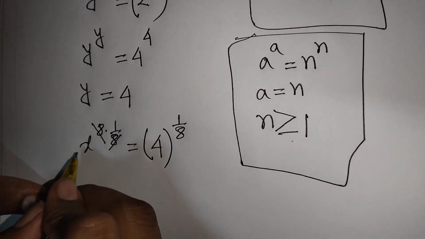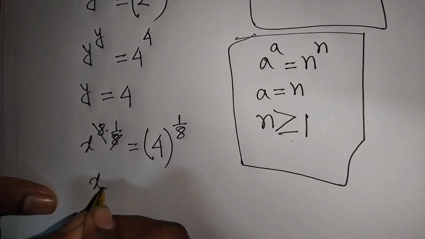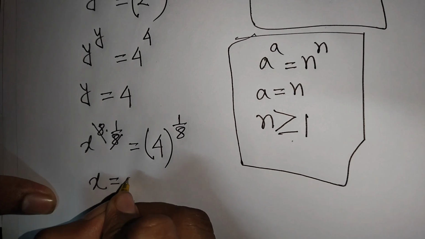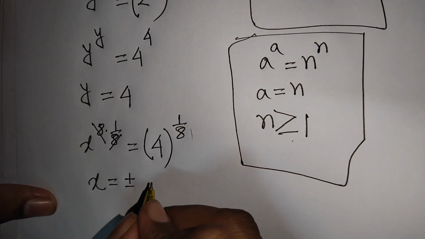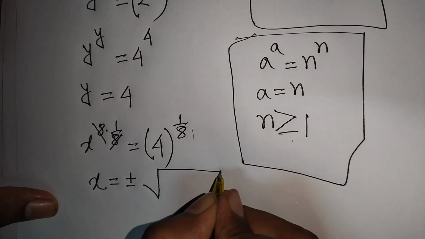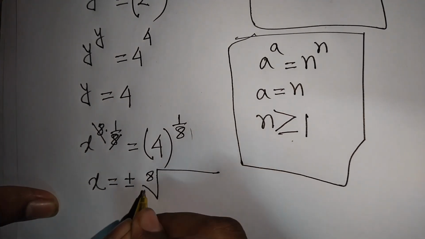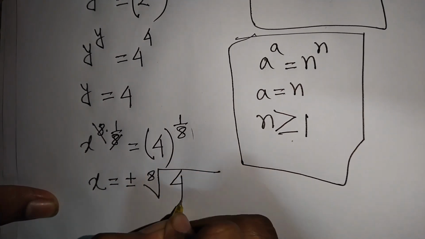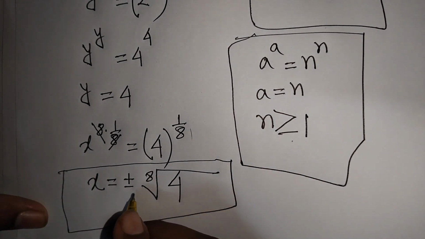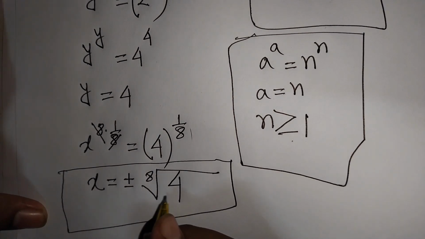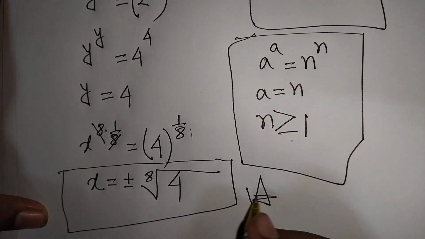So we have x power 1, which is the same as x, is equal to plus or minus 4 power of 1 by 8, which can be written as 8th root of 4. So plus or minus 8th root of 4, this is the value of x. So this is our final answer.